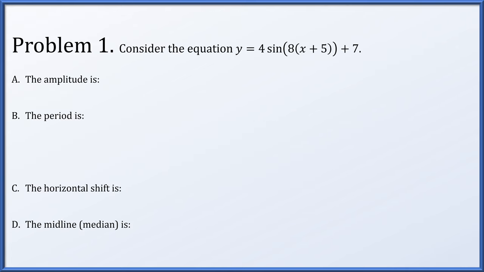First up, let's consider the equation y equals 4 times the sine of 8 times the quantity x plus 5, plus 7. We want to know what the amplitude, period, horizontal shift, and midline or median of this function are.